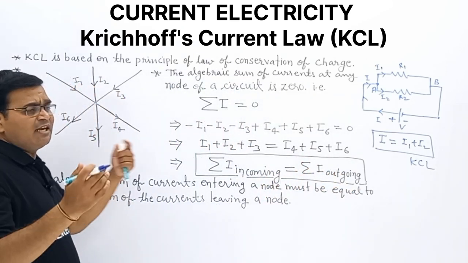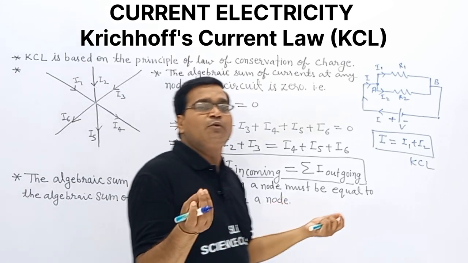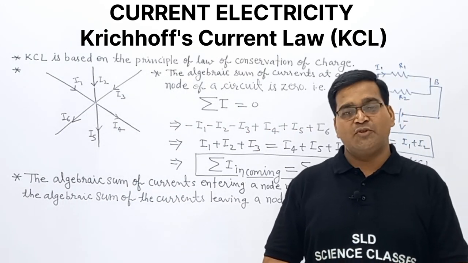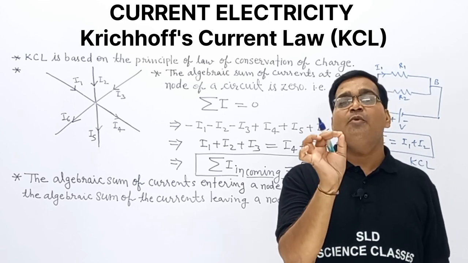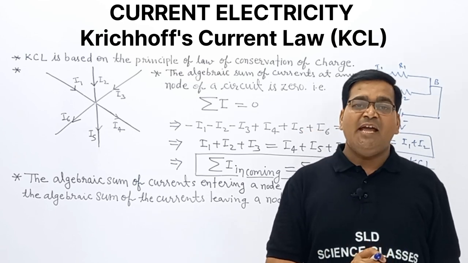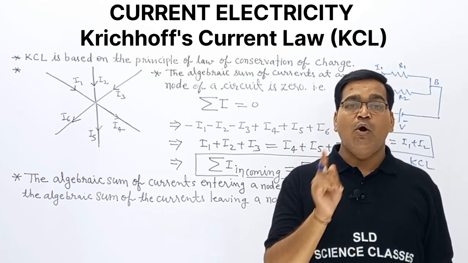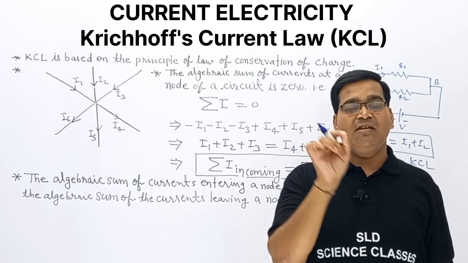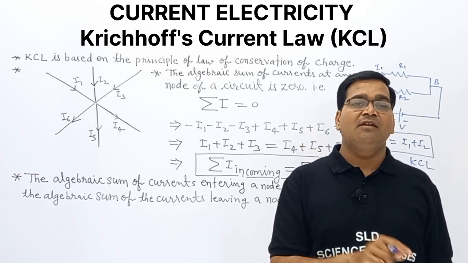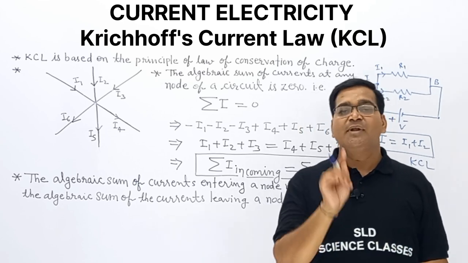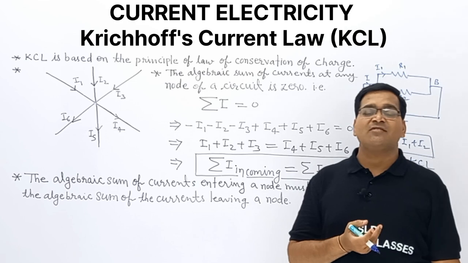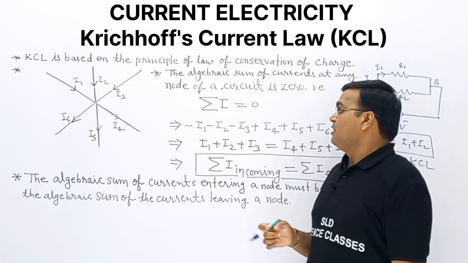Now, there is another way we can define it. Only two to three points need to be memorized, and these points are sufficient for Kirchhoff's current law. First, Kirchhoff's current law is applied at the node or junction. A node or junction is a point where two or more branches intersect. Branches have elements; without elements, it is not a branch.